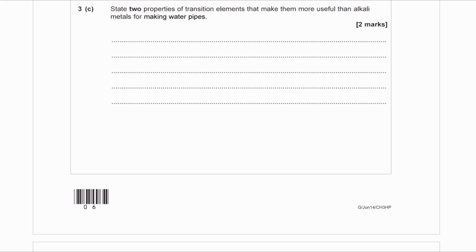Alright, so 3C, it says state 2 properties of transition elements that make them more useful than alkali metals for making water pipes. Alright, now the alkali metals are notoriously soft, whereas the transition metals, a lot of them are very hard because you're looking at things like copper and iron. So, transition metals are stronger than the alkali metals.